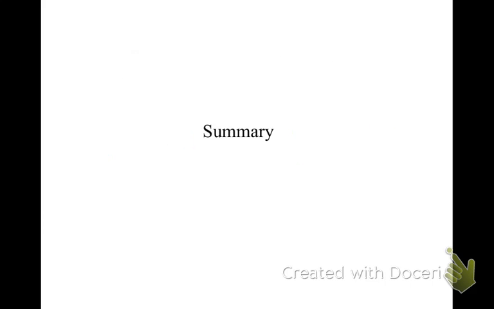Now write me a 2-sentence summary of what we learned today. How do you undo multiplication? How do you undo division? Why do we need to know these properties of equality? How do they help us solve for the variable?